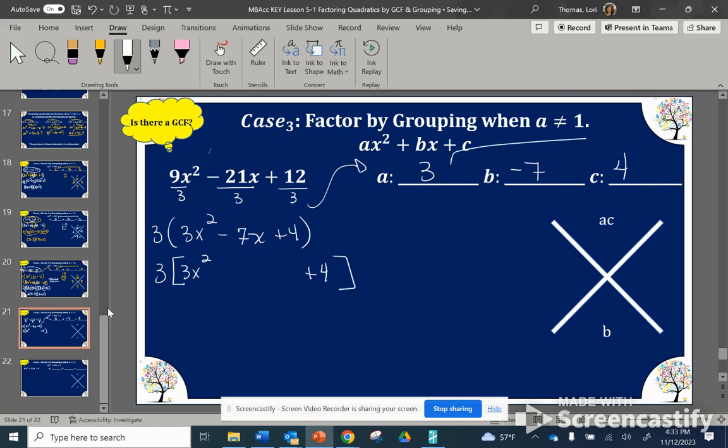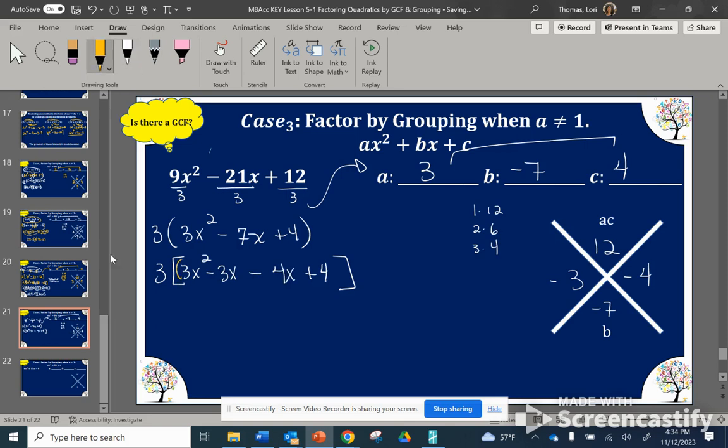So A times C goes on top, 12, and negative 7 goes on the bottom. We have 1 times 12, 2 times 6, and 3 times 4. Now, you don't have to write these out, especially after using them a good while, but just to show where these numbers come from, I'm just writing them out. We know that 3 and 4 can add up to 7, but we need it to be a negative 7, and that does give us a positive product. So negative 7x is going to be broken down into negative 3x and negative 4x.